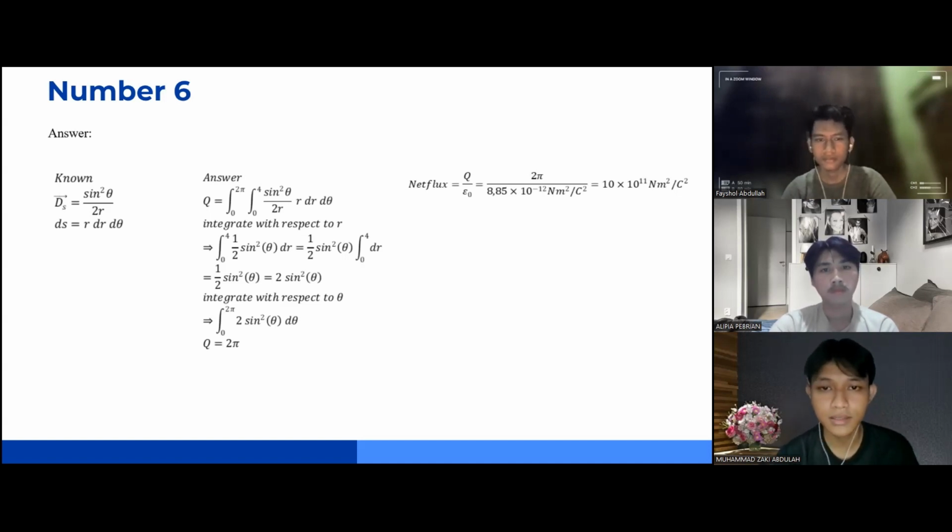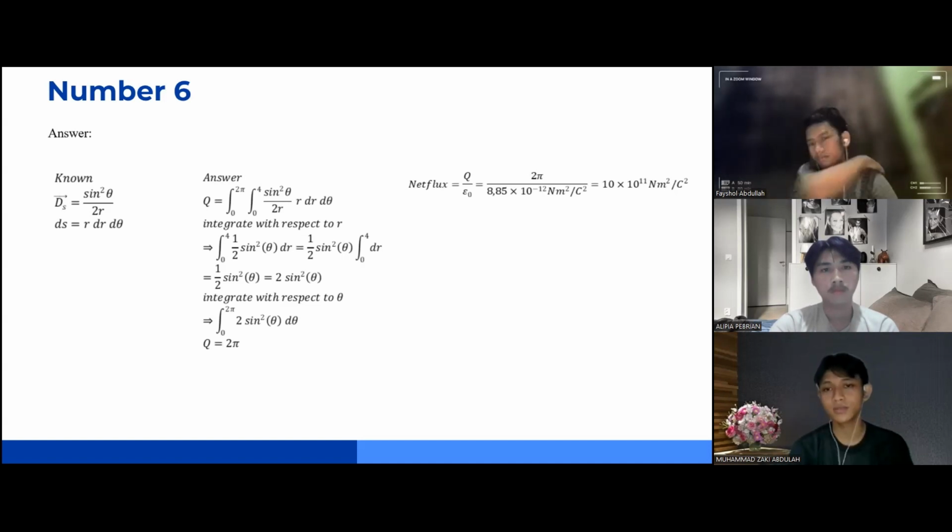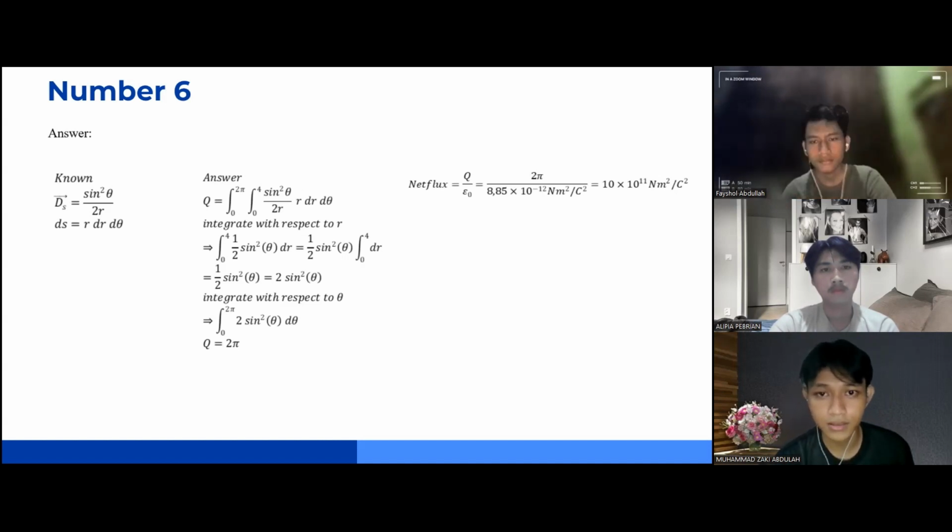And the net flux is Q over ε0 equals π over 8.85 times 10^-12 Newton meter squared per C, so we get about 3.55 times 10^11 Newton meter squared over C.